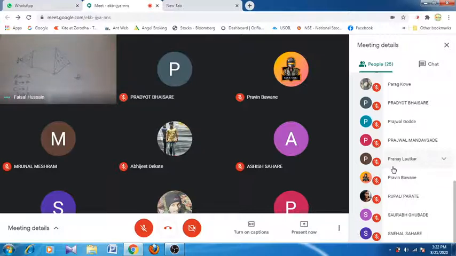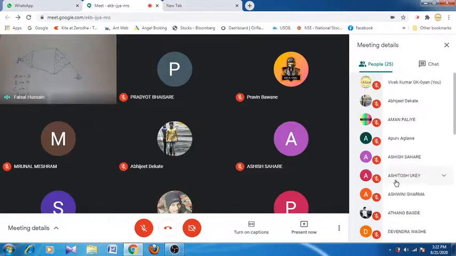For example, Parag Kove, do the calculations and tell me the answer. What is the mobility or degree of freedom of this mechanism? Any one of you, use the equation of degree of freedom, F equal to 3n minus 1 minus 2j minus h, and tell the answer.